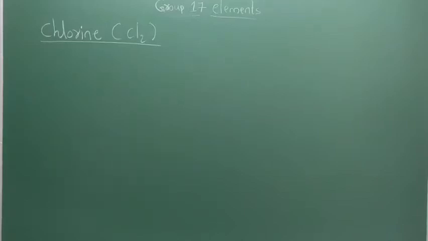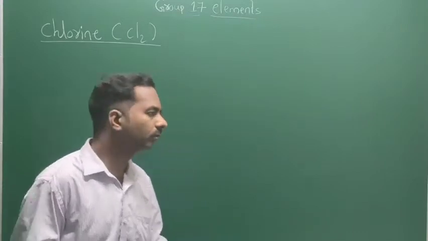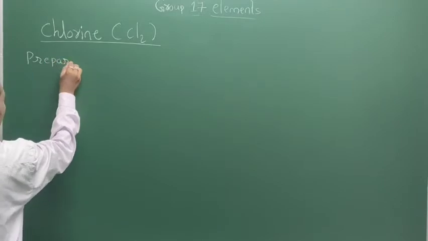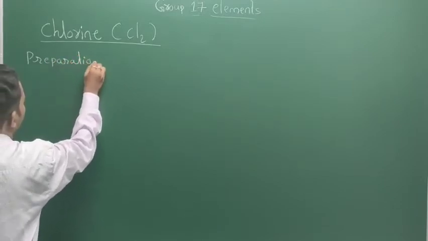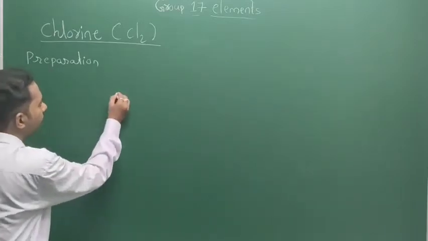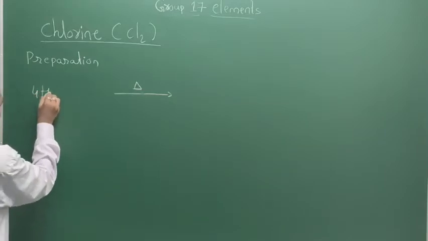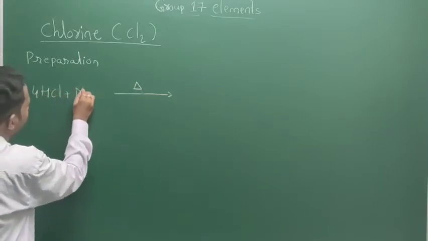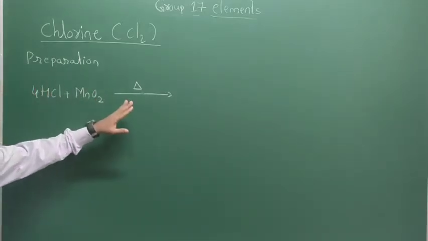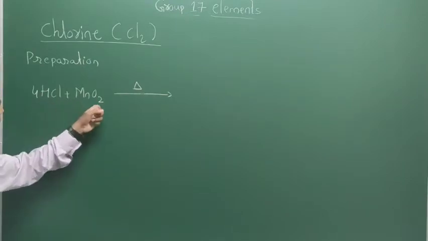So, my dear students, today we will be discussing chlorine. First one is preparation. Chlorine can be prepared by heating hydrogen chloride with manganese dioxide.